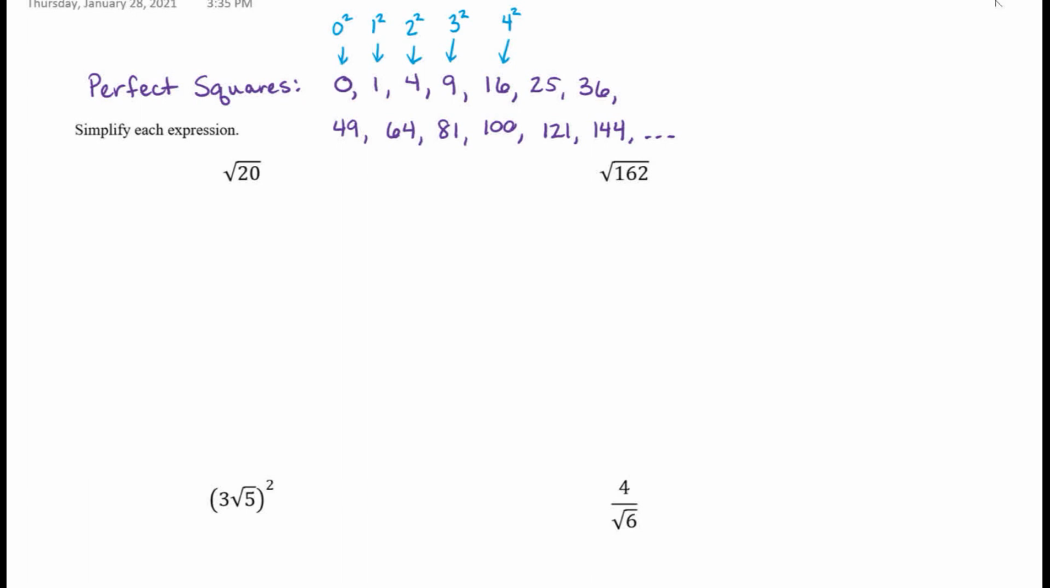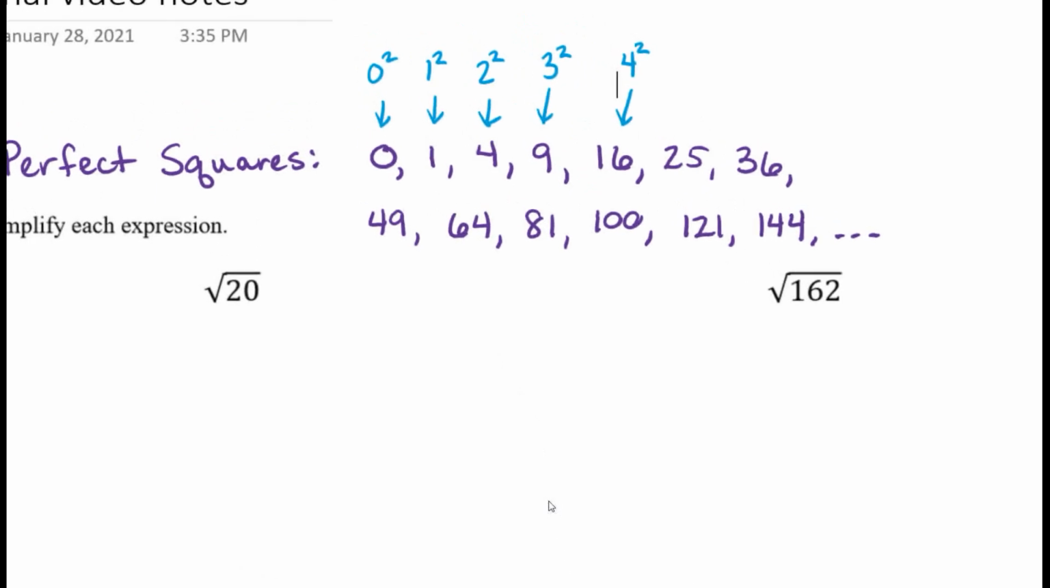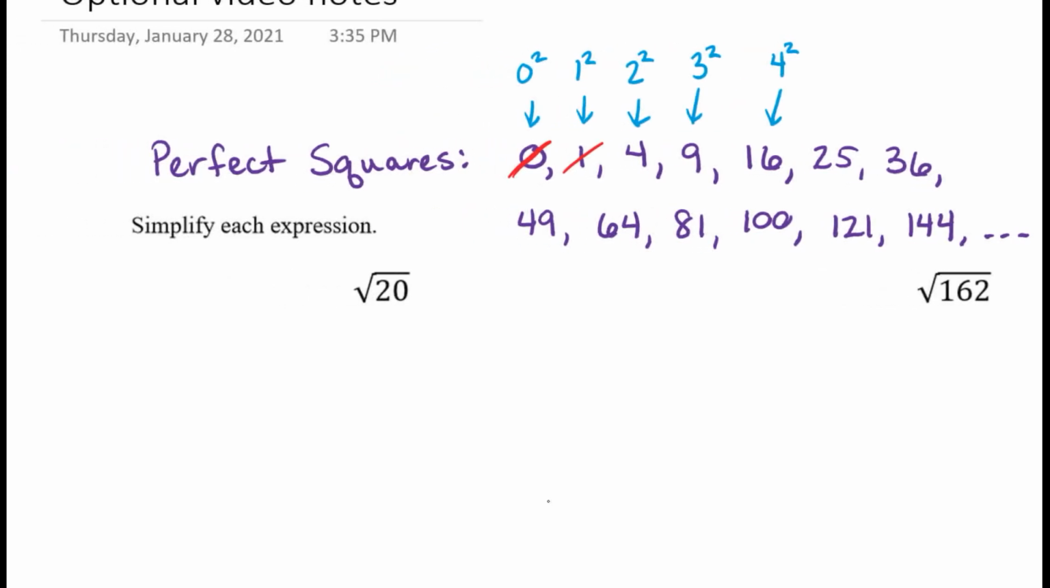Let's talk about simplifying square roots. So first I listed down some perfect squares in purple, and what I did was I just took some positive integers and squared them, and you could continue this list on forever and ever, but we're really going to use this list a lot when we simplify square roots, except for we don't really need to worry about the 0 and the 1.